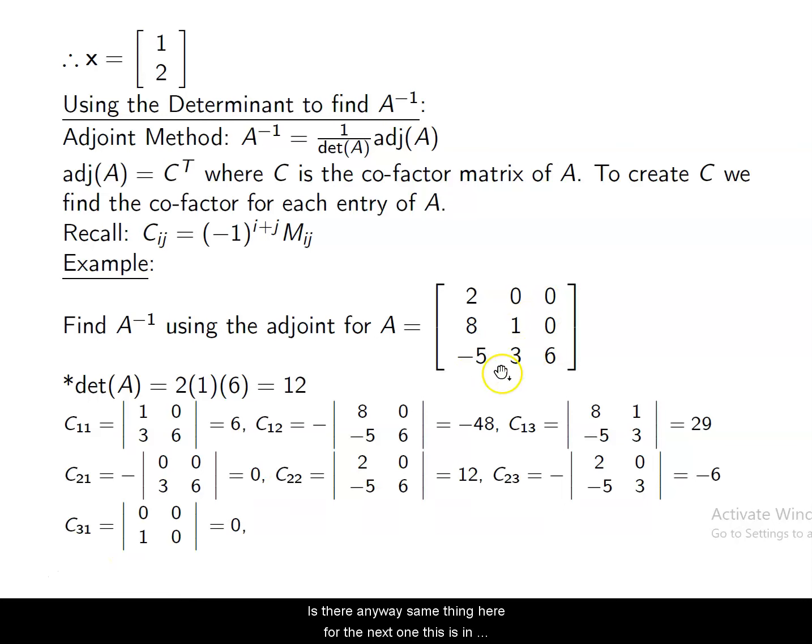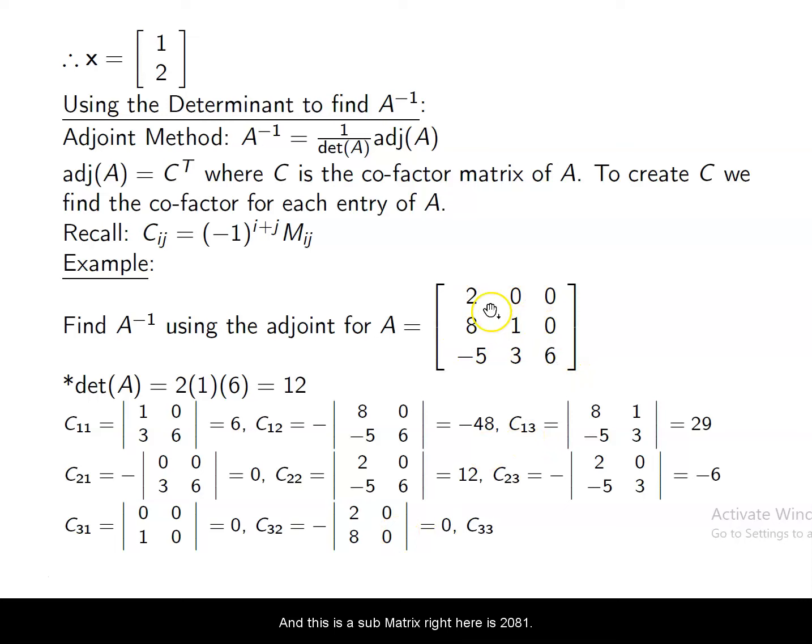Same thing here for the next one. This is in the negative position. I'm going to take out this row, this column. I got 2 and 0, 8 and 0. So it doesn't matter that it's negative, it's going to give me a negative value anyways. Then I have my last one. It's in the positive position. This is the submatrix right here, this 2, 0, 8, 1, which leaves me with just 2.